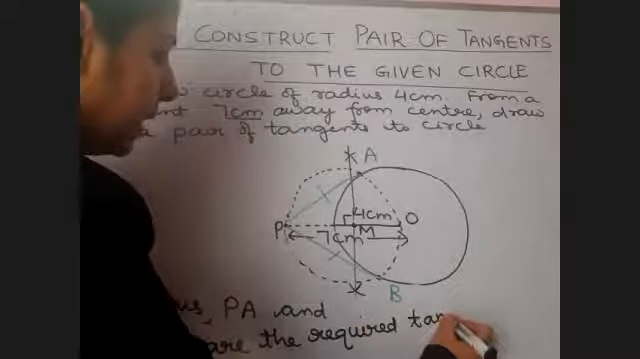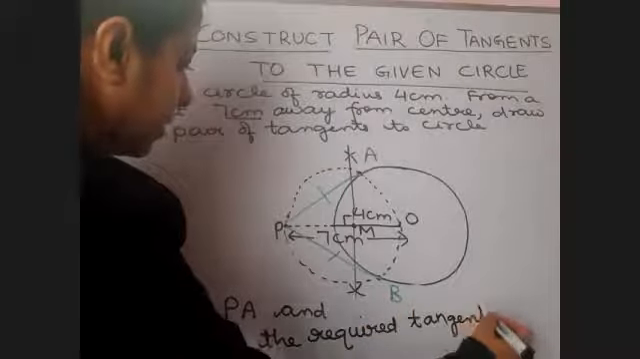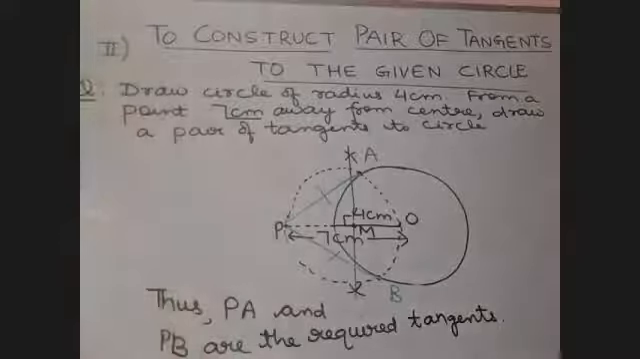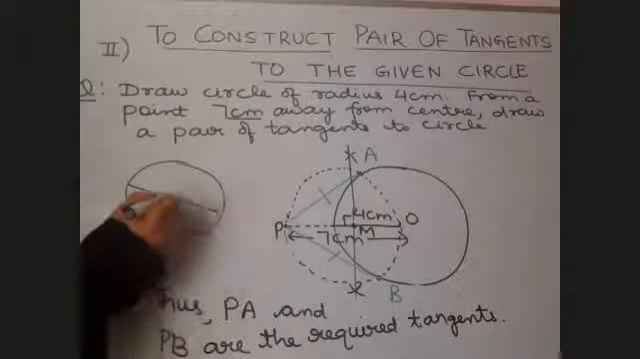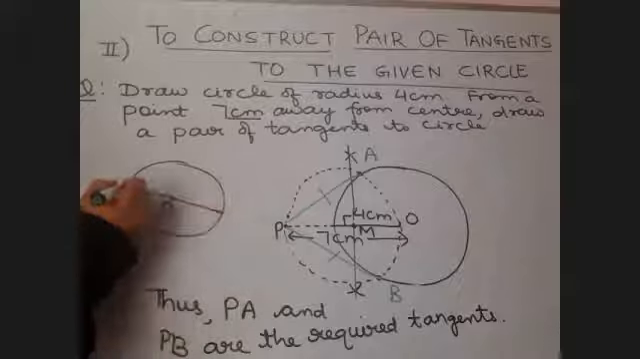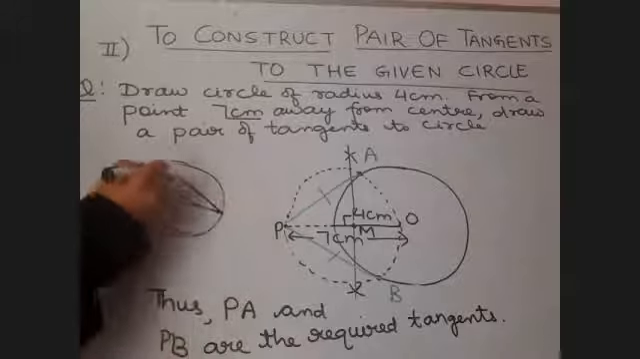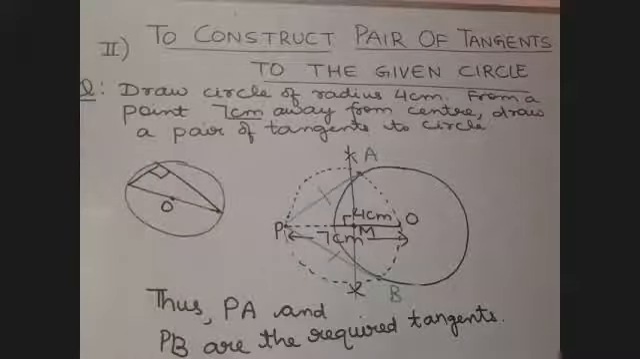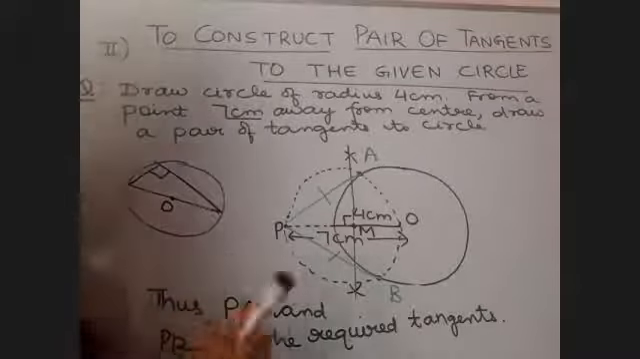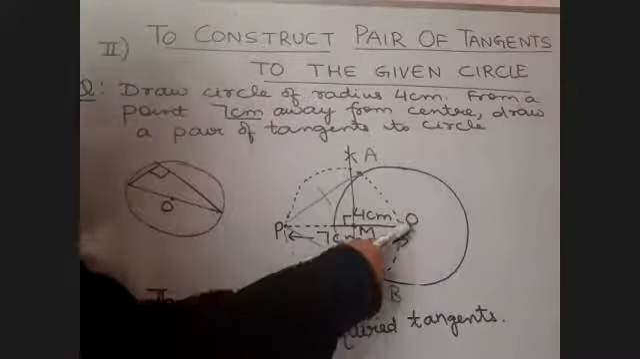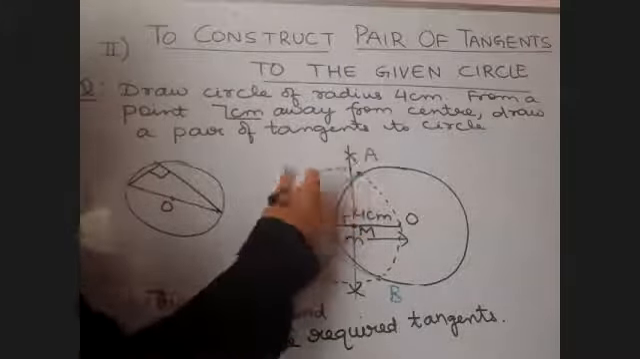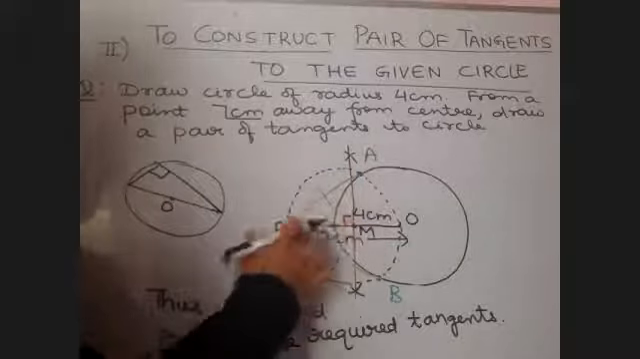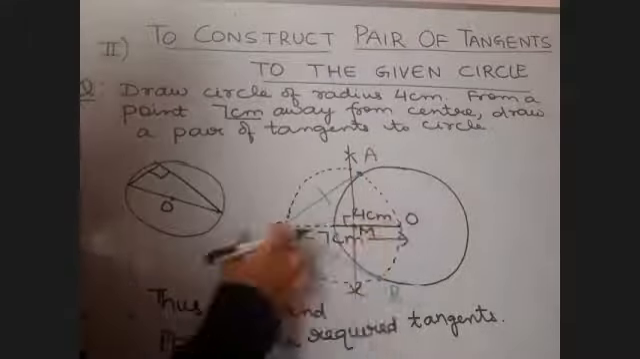Now, how come these are the required tangents? Let us discuss the property. Children, do we know that in a semicircle, the angle made is 90 degrees? Okay. If you focus on this OP, is OP a diameter for the dotted circle? Yes. Now OP is the diameter of the dotted circle.